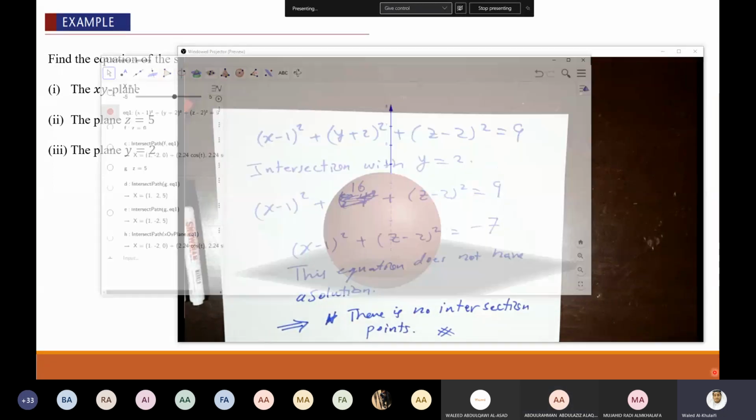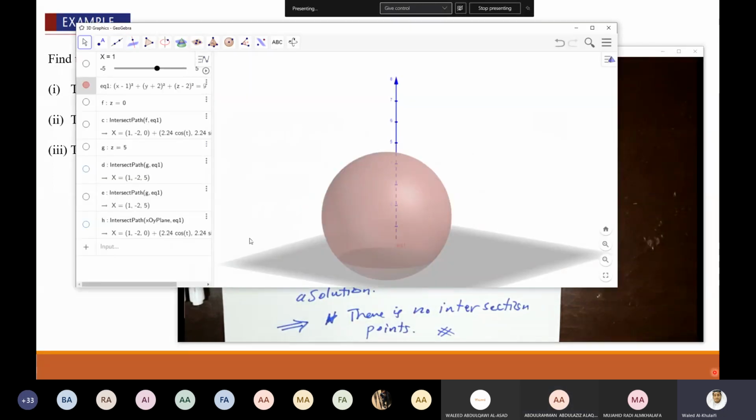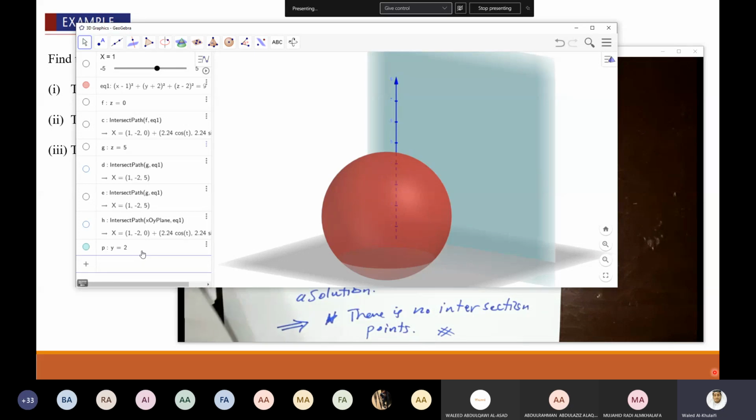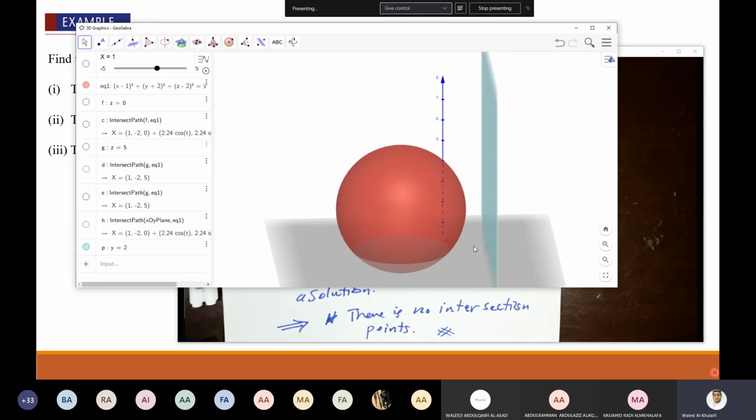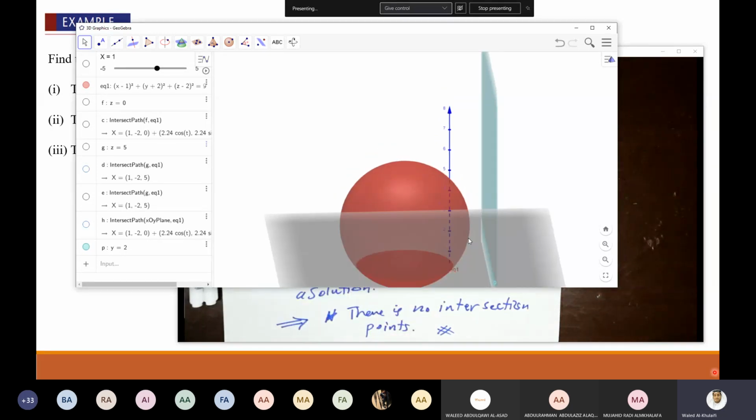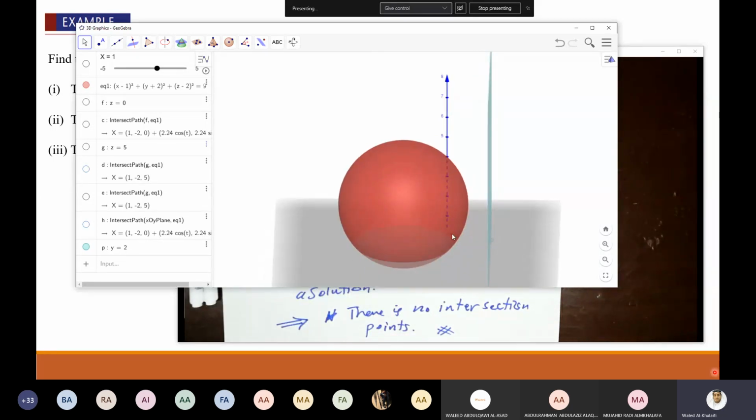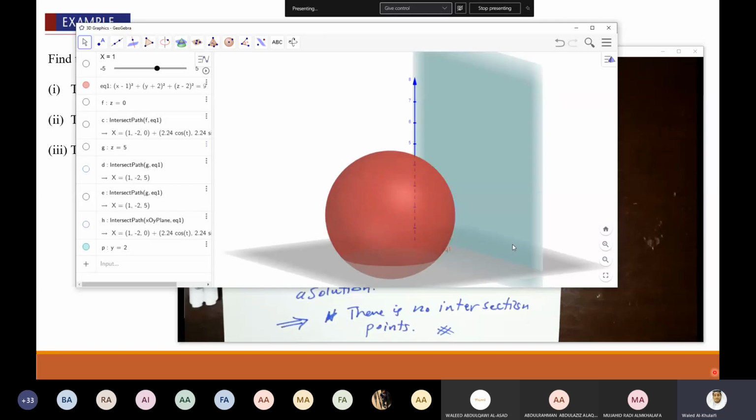We can visualize it here. So this is the sphere we talked about. Let's put y equals 2. This wall is y equals 2. Let's look from the side. You see there is no intersection point between them. They do not intersect, which really confirms our calculations here. So this is a sphere, and this is y equals 2.